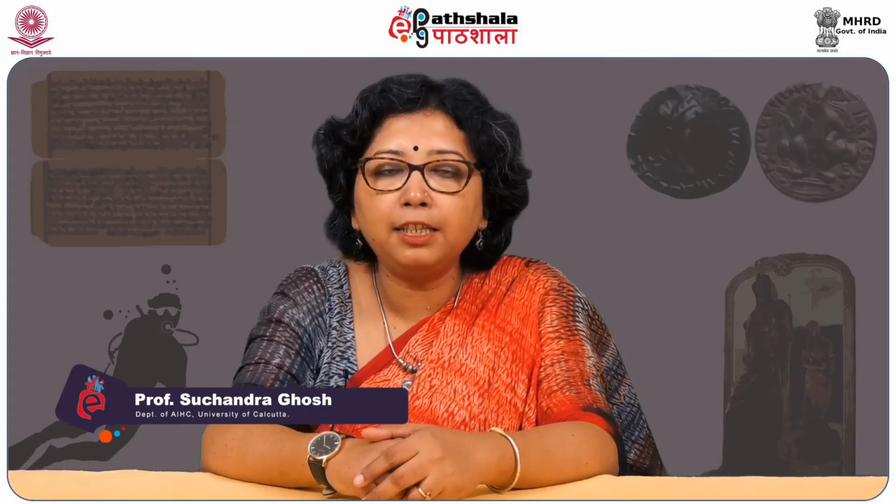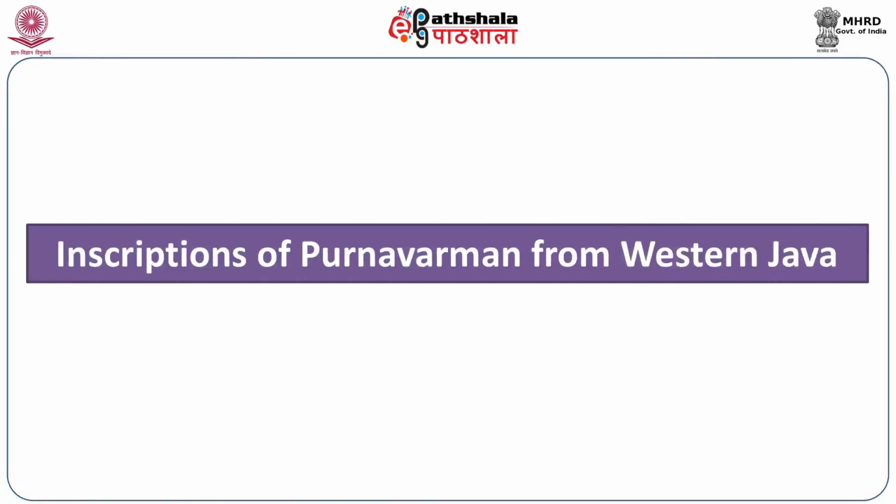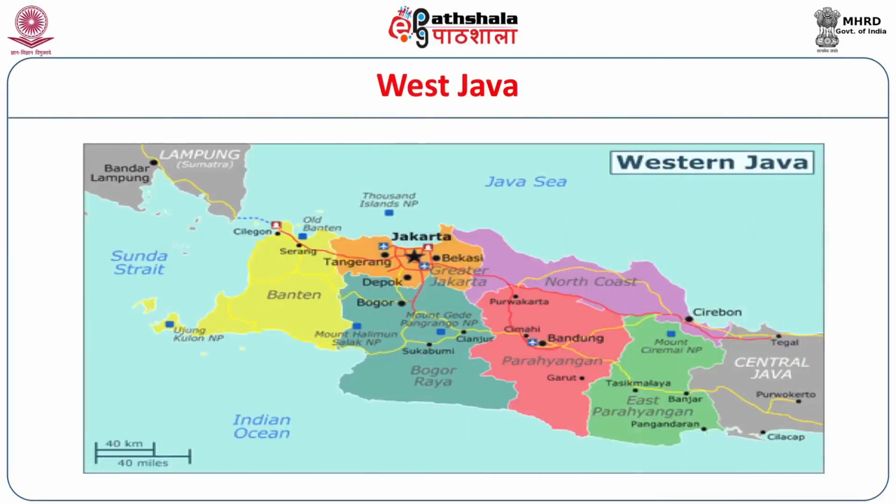The subject is Indian culture and the paper is Indian Epigraphy. Today I am going to discuss with you the inscriptions of Purnavarman from Western Java. You can see this map of Western Java, and from this map you can locate the places called Bogor, where we have found inscriptions of this ruler called Purnavarman, and there are other places also like Bekashi, where also Purnavarman's inscription has been discussed. We will discuss 4 inscriptions of Purnavarman in this module.